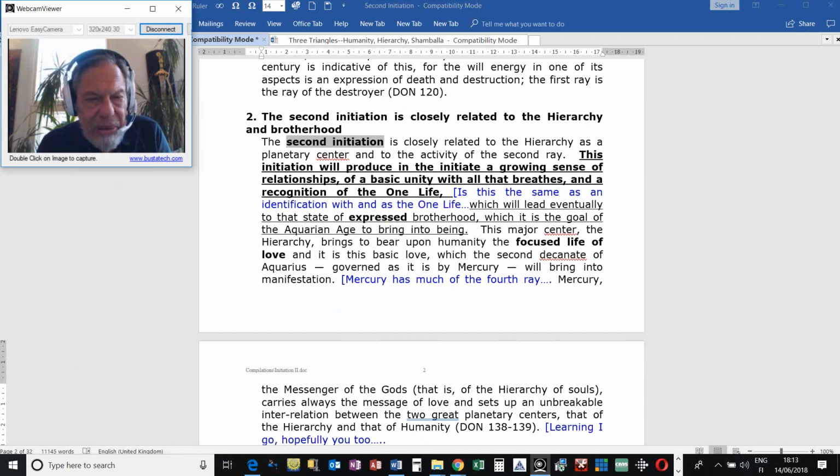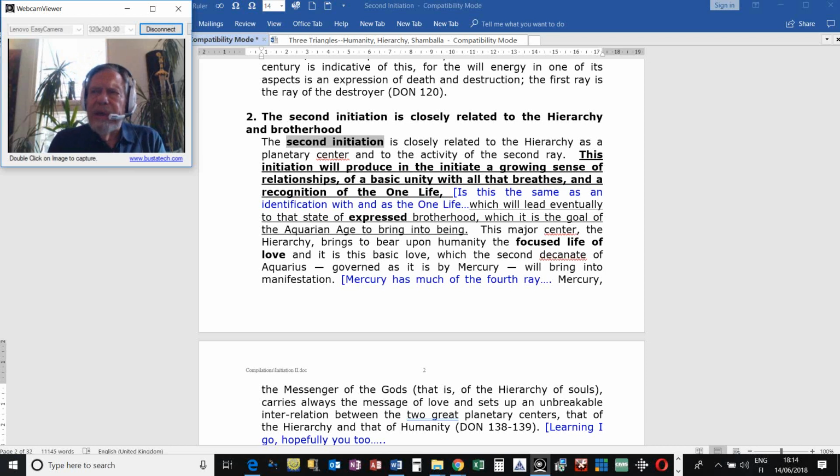Mercury is probably a fifth ray monad, ultimately a third ray monad, but it has that strong second ray of intermediary ship, of connection, of linking. So that's pretty much on the 2 and the 4 line. I just sort of want to ponder on this as I look at it. Mercury, the messenger of the gods, that is of the hierarchy of souls, carries always the message of love and sets up an unbreakable interrelation between the two great planetary centers, that of hierarchy and that of humanity.